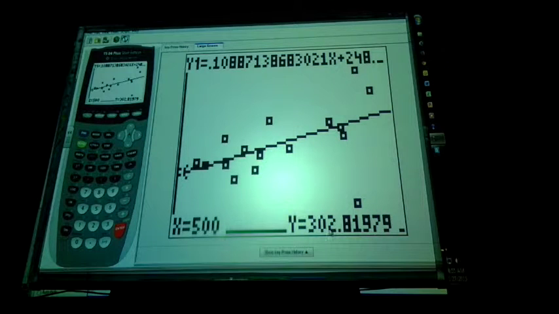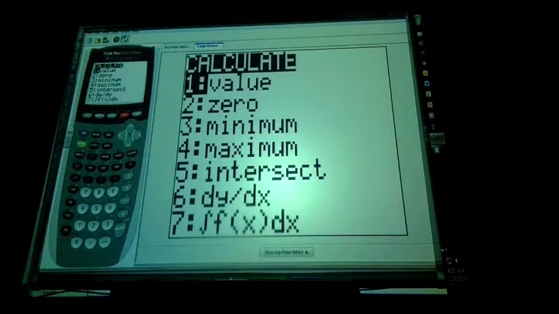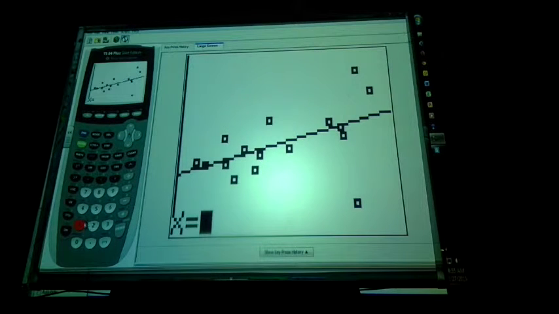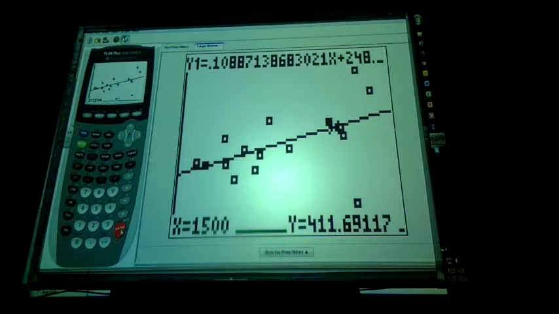Roughly, what does the line predict for a 1,500-mile trip? So same thing. I'm going to go 2nd, Calculate, value. The value I want now is 1,500. Hit enter. You notice your cursor is blinking right here. That's where it's at. So $411.69.